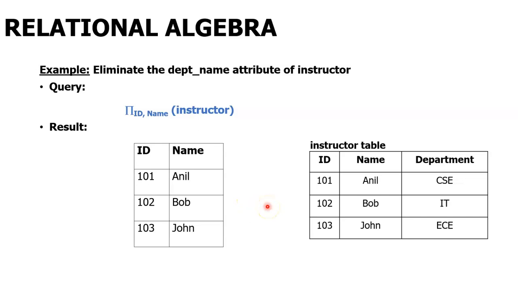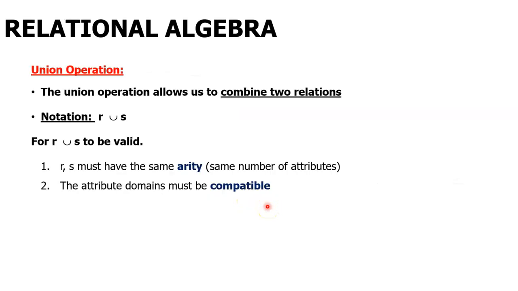That's it. Okay. So next, coming to the union operation, we are very familiar with this union. The meaning of union is that it will combine two different relations. With the help of union, we'll go with an example. The notation is R union S. It is valid if R and S have the same number of attributes. If they have the same attributes, it will get displayed.